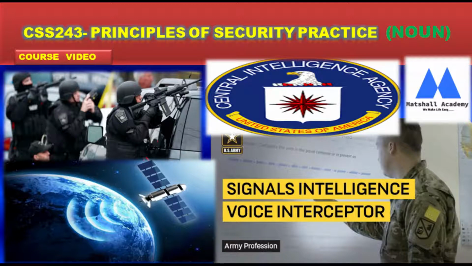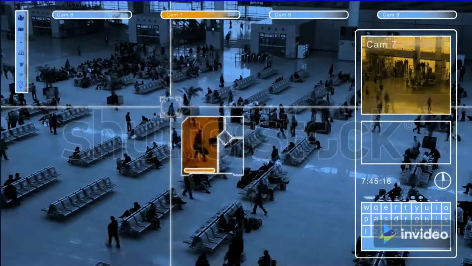Now, one of the key topics or units you need to get familiar with for the exam in CSS243. One of the major topics is Unit 3, Intelligence Collection and Disciplines.